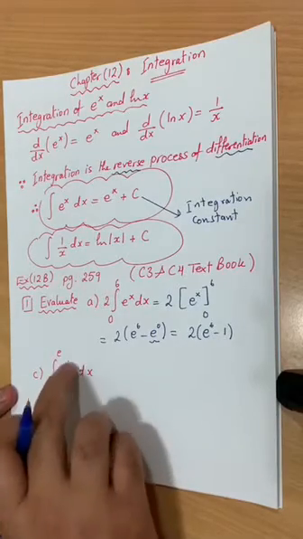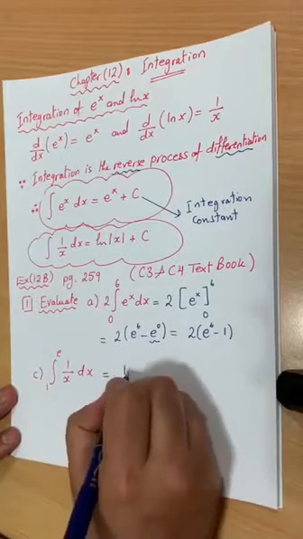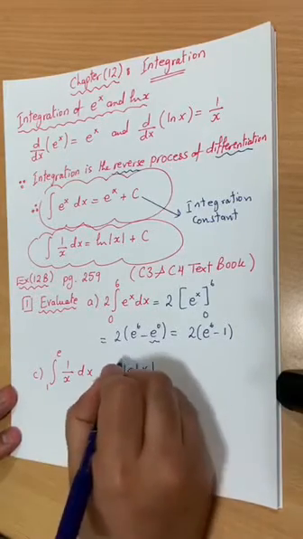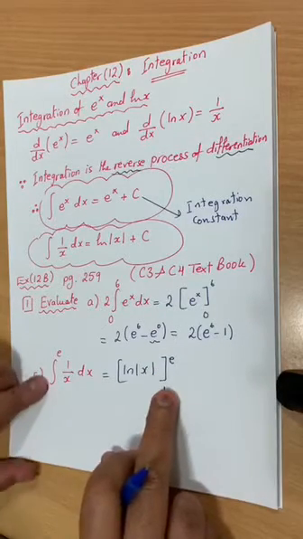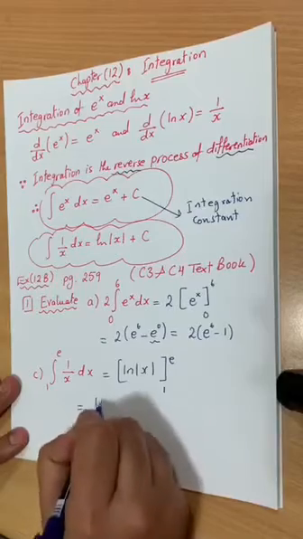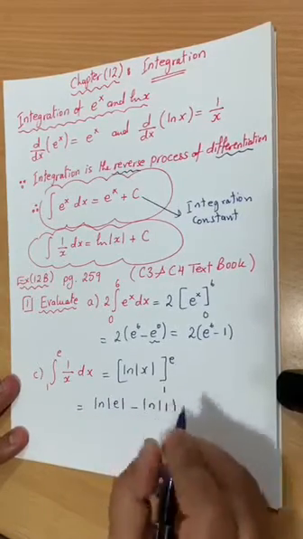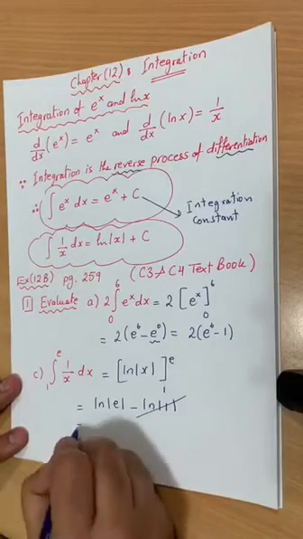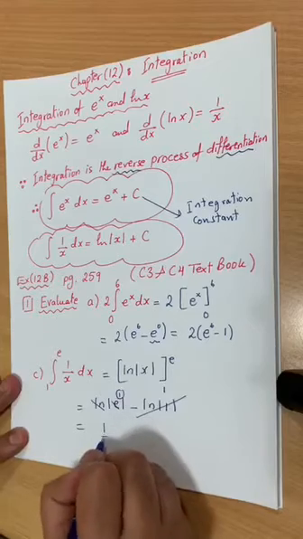Same thing here. Integration of 1 over x based on the rule is ln modulus of x. So it's ln modulus of x from 1 to e. And remember, because this is definite, we shouldn't write the plus c. Only in case of indefinite, we have to write plus c. So ln modulus of e minus ln modulus of 1. Ln 1 is equal to 0. And ln with the e cancelled and only the power is left. So the answer is 1.